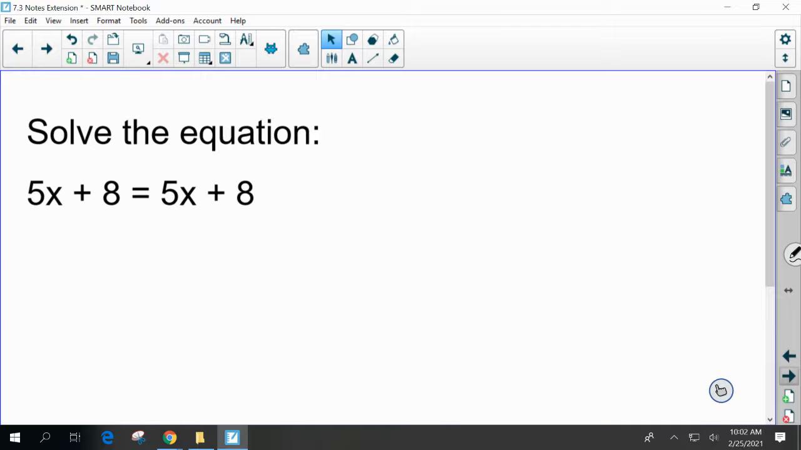What's going on here? This one. It's the same thing, and you can already determine that. We have no question whether this is the same on both sides. So this is infinitely many.